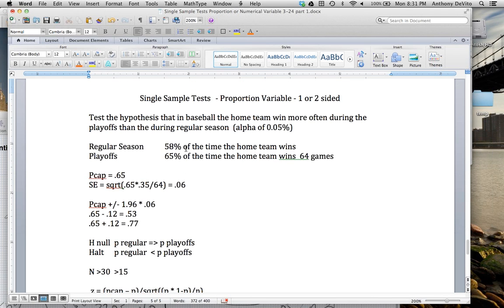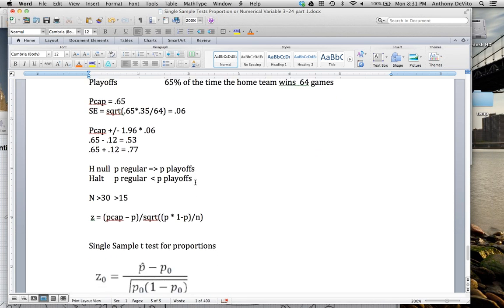Is my 58% inside of that confidence interval or outside of the confidence interval? It's inside the confidence interval. So can I say that these two are different? I can't say that they're different, because I'm comparing my confidence interval to a number that's not outside the confidence interval, so I fail to reject my null hypothesis.